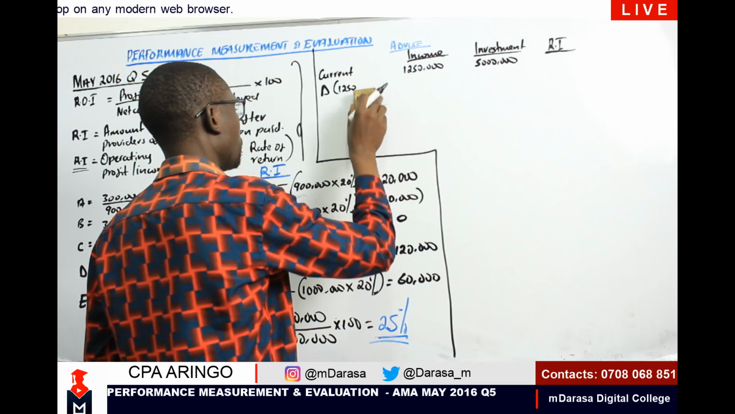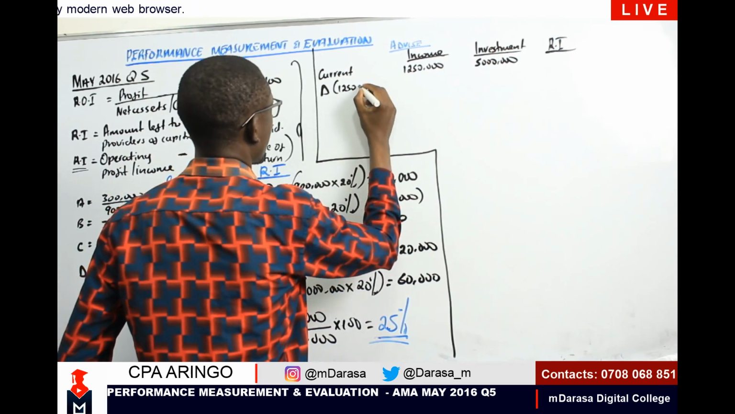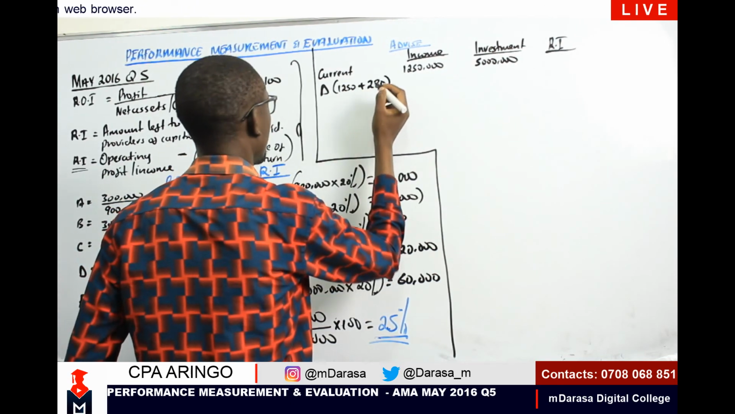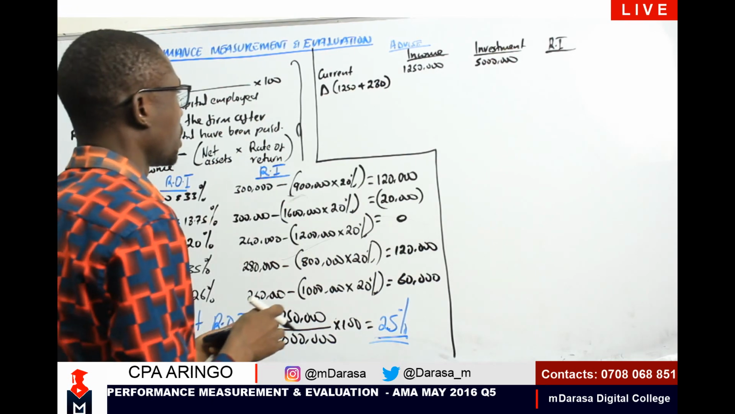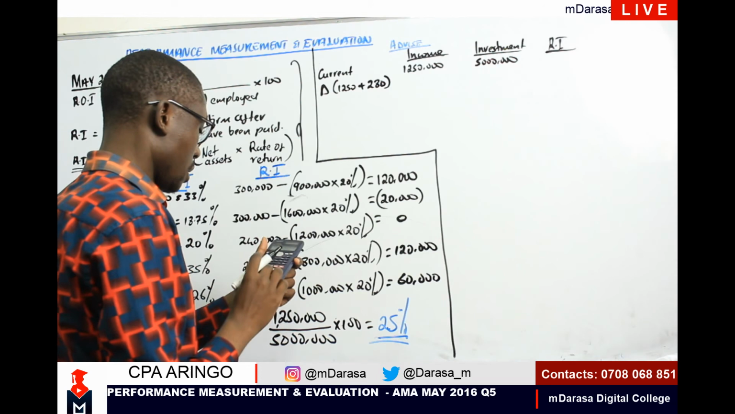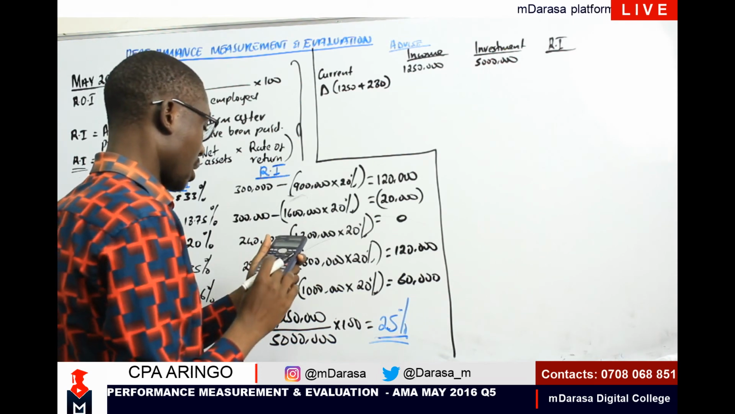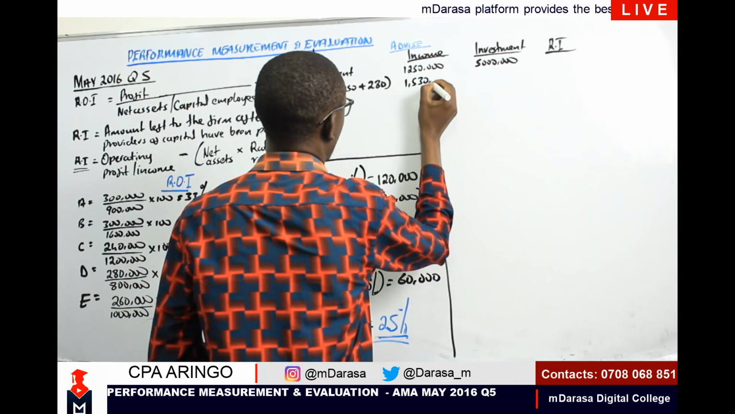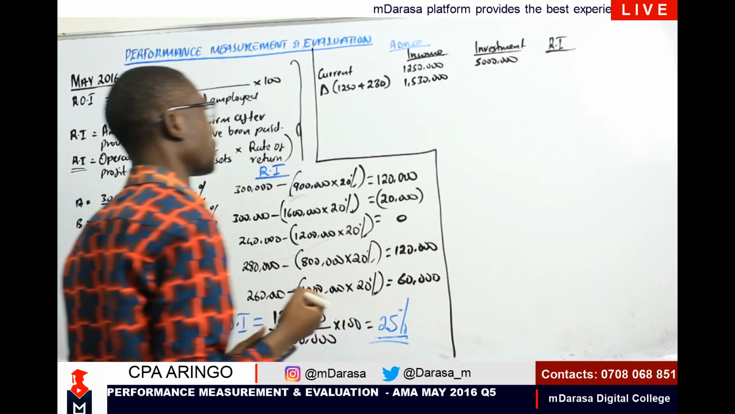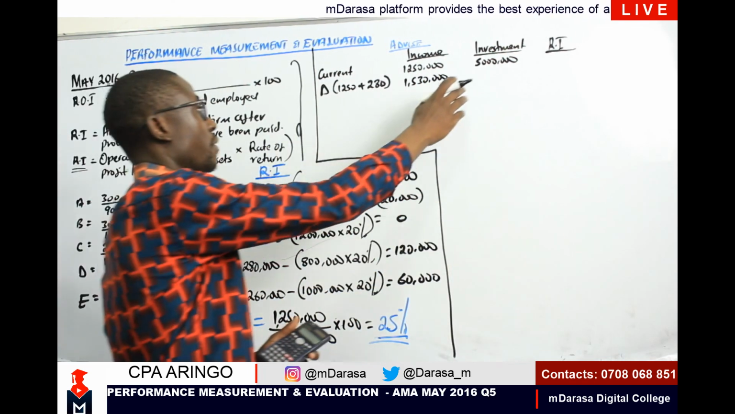So 1250 plus 280,000. That should give us how much, my good student? That should give me a figure of 1,530,000. Right?